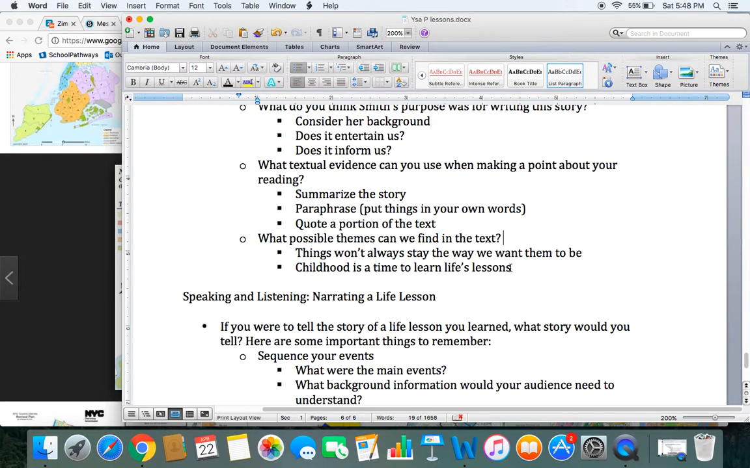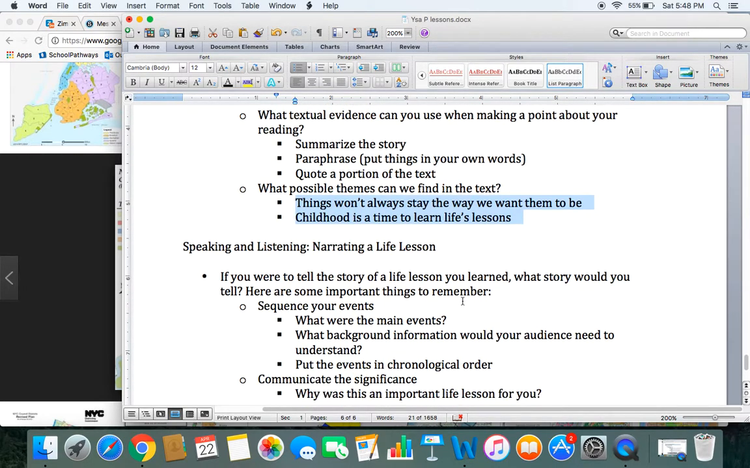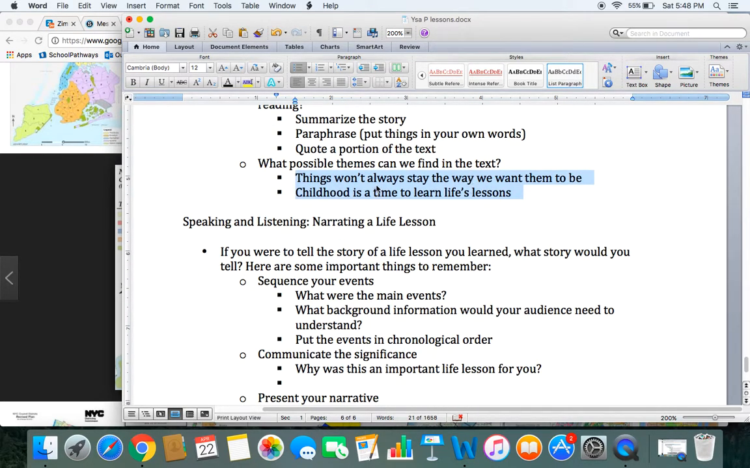What possible themes can we find in the text? Things won't always stay the way we want them to be. Childhood is a time to learn life's lessons. These are great examples of possible themes.